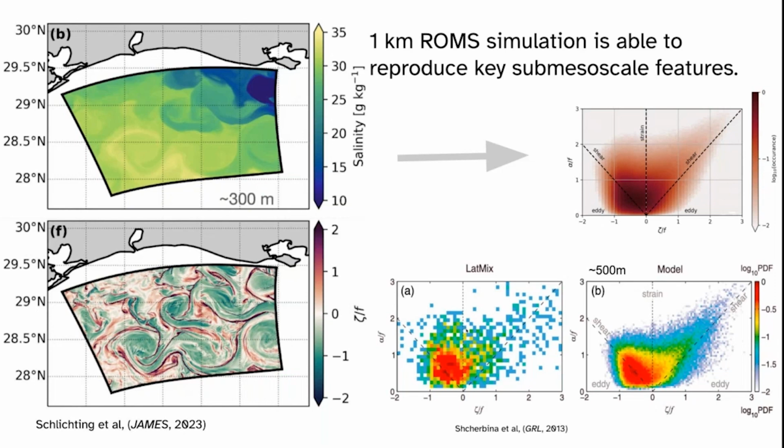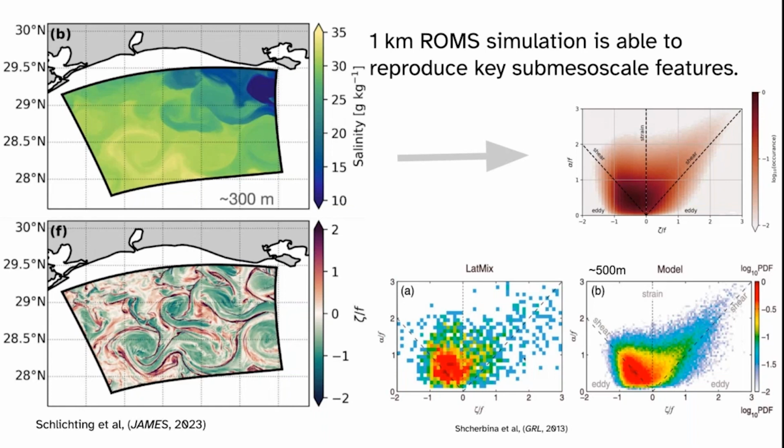We can compare this with observations in the Gulf Stream region from a study called LATMIX. And here are some observations of the total strain rate normalized by f, and the relative vorticity normalized by f. And here's that same analysis done in a 500-meter ROMS simulation in that region with the normalized relative vorticity and strain rate.